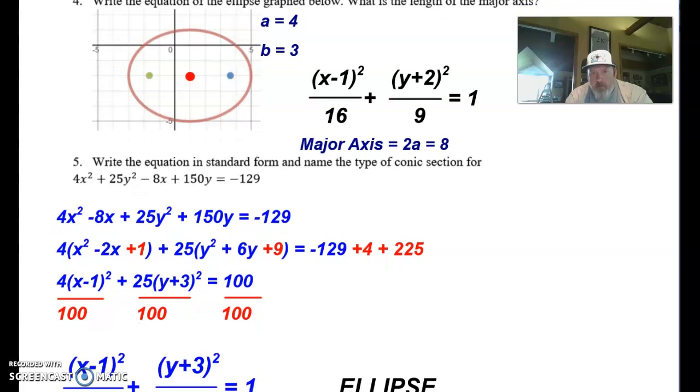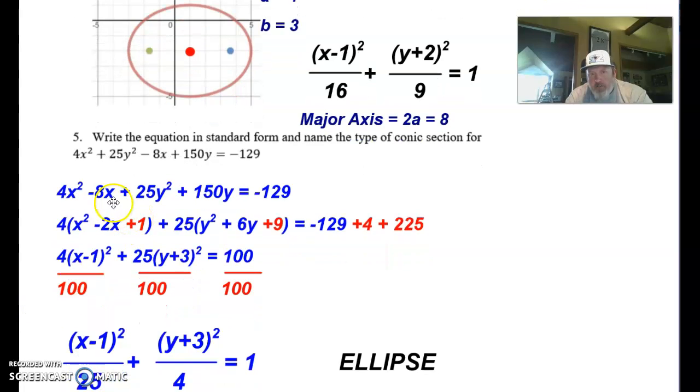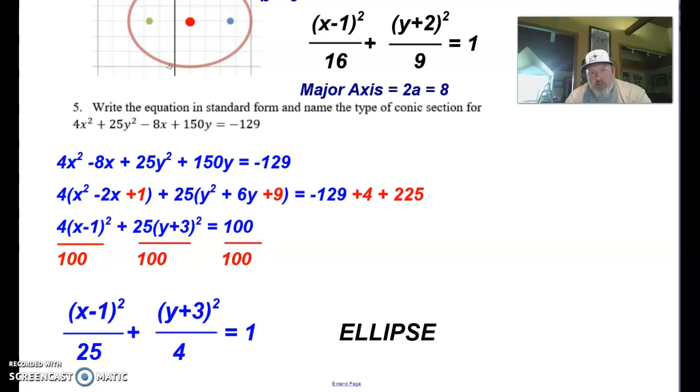Number 5, you're completing the square. So you can see I grouped the x's and grouped the y's. And the constant's already moved over, so that's good. I divided the 4 out here. And then half of -2 is -1. -1 squared is 1. 4 times 1 is 4. Divide the 25 out. Half of 6 is 3. 3 squared is 9. 25 times 9 is 225. So when we combine all of this, we get 100. And then we divide by 100 to get our equation.